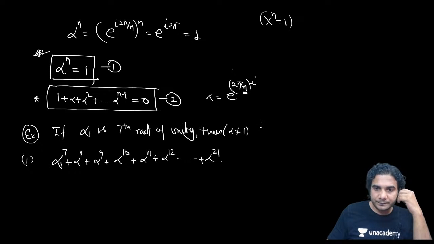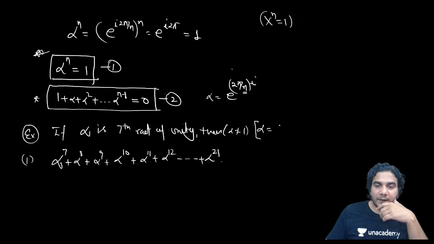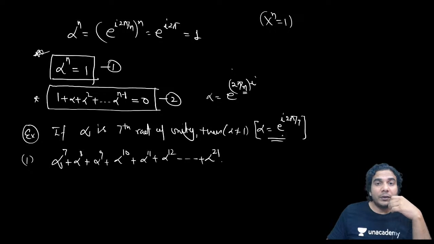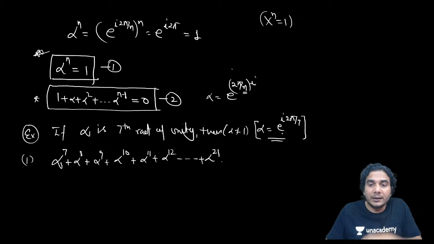Alpha is not 1. Or you can take, or this might be given in the question, alpha is equal to e raised to iota 2 pi by 7. In this way you can write. Then you don't need to say that alpha is 7th root of unity in this case. You can directly write this.